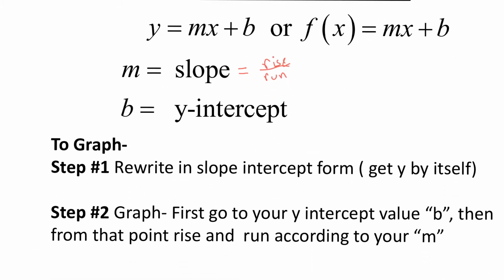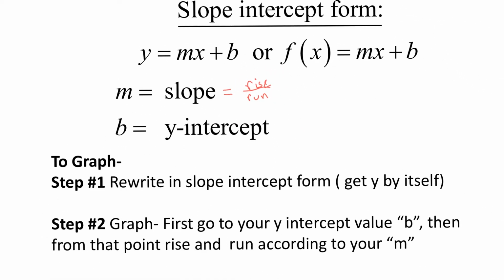When you graph in slope-intercept form, y is by itself, and you have your slope and your y-intercept. Step number one, check that you do have the slope-intercept form. Sometimes the y is not by itself, so you're going to have to rewrite it with y by itself. If it's already by itself, you're good. Just look for the slope and the y-intercept.